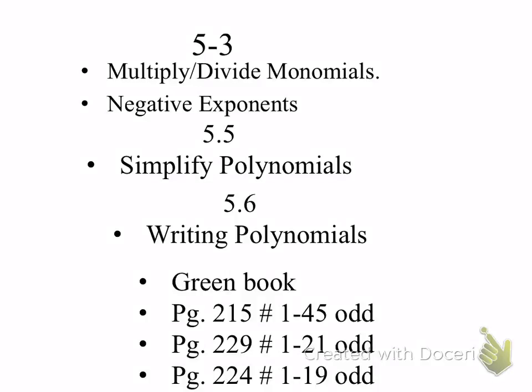Okay, so today we are covering sections 5.3, 5.5, and 5.6 in the Green Book. Please make sure you write down the page numbers. In the Jupiter grades, I had to put it under 2 assignments because I couldn't put it all on one line. Okay? So the first thing we're going to talk about is multiplying and dividing monomials.